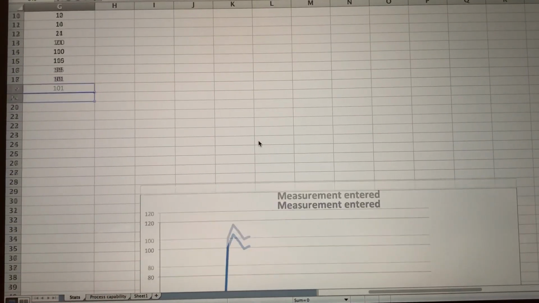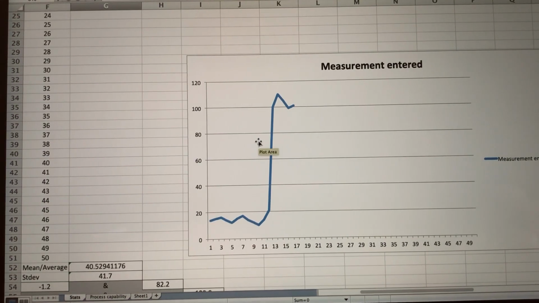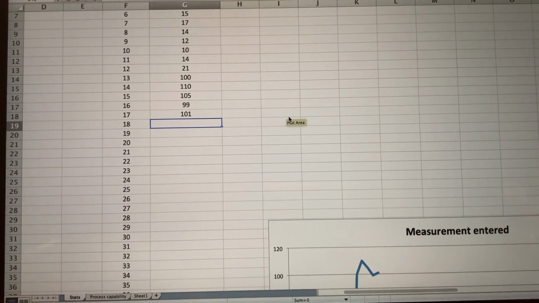And off here to the right is a time series chart. So it is a chart of the readings in the order in which they occurred. So we would use this to look for patterns and trends. And what you see here is that we had the original numbers, and then I added the value of 100 and so on. And this is showing you that there's actually been some sort of shift.